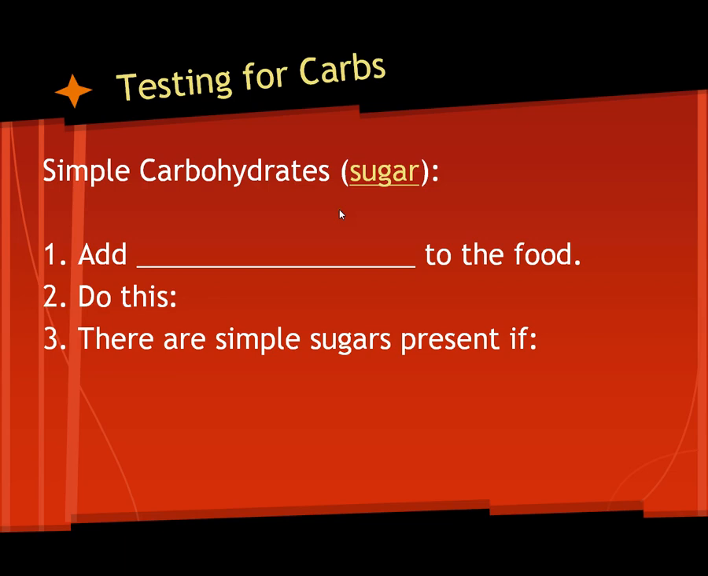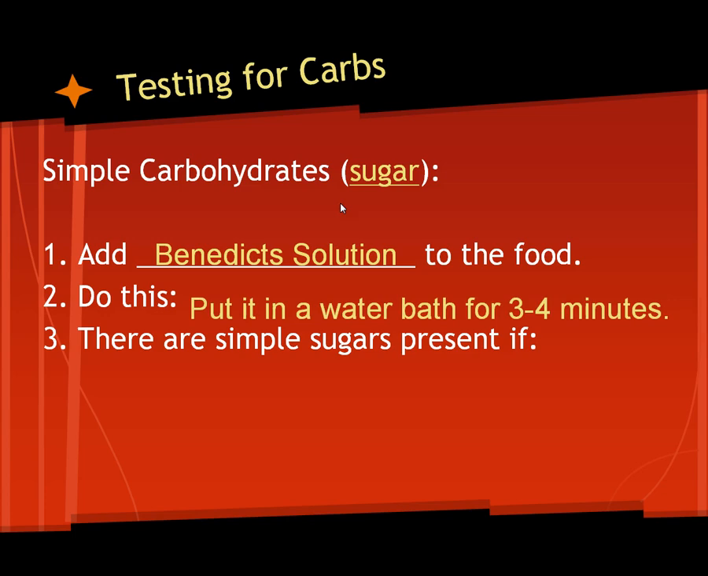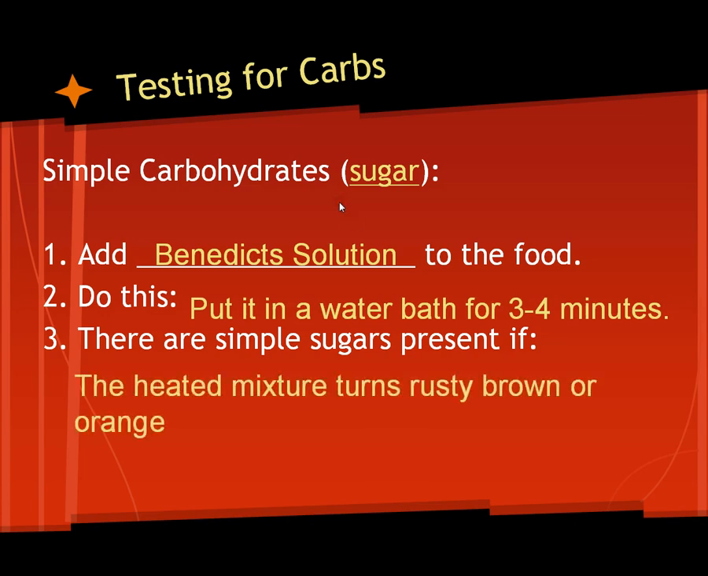So, our test for carbohydrates. We have two tests. We have a test for the simple sugars and then a test for the complex sugars. So, testing for simple carbohydrates, we're going to add the Benedict's solution to the food, and then we're going to put it in a water bath, and that means we're going to put it in a test tube and put it in boiling water for about 3 to 4 minutes. If there are simple sugars present, then the heated mixture will turn a rusty brown or orange or reddish orange color.